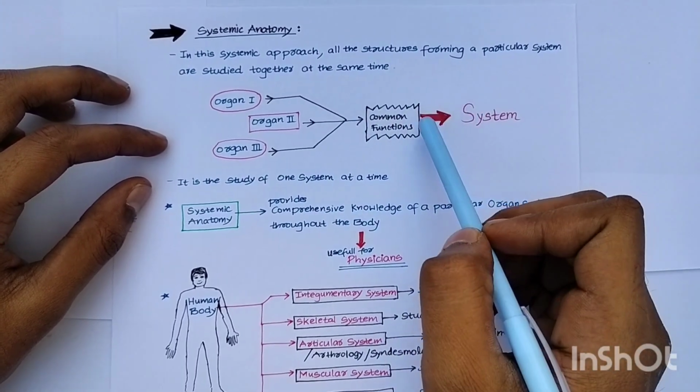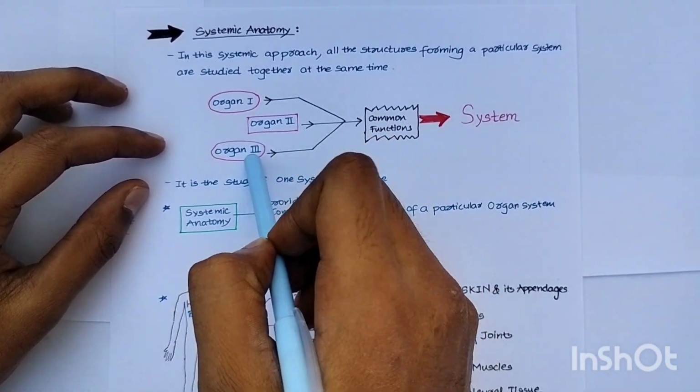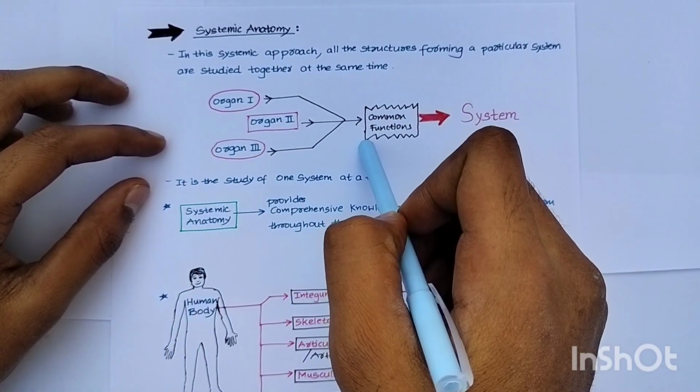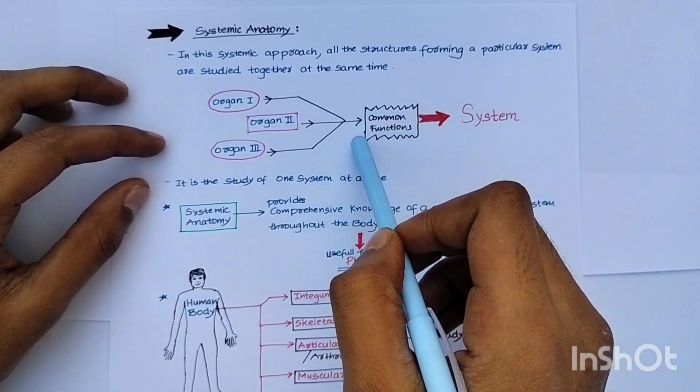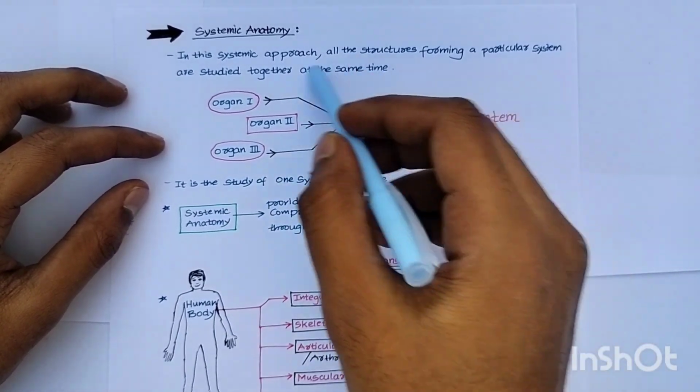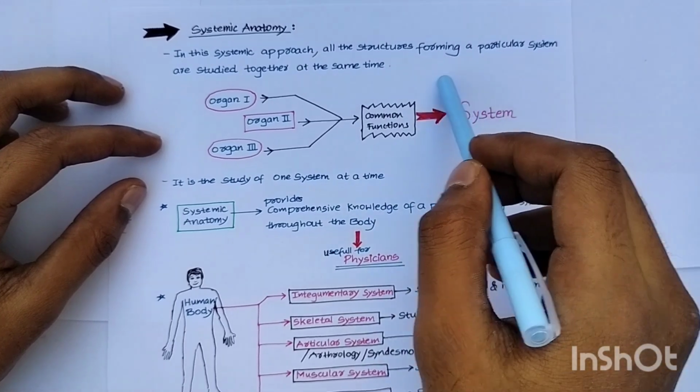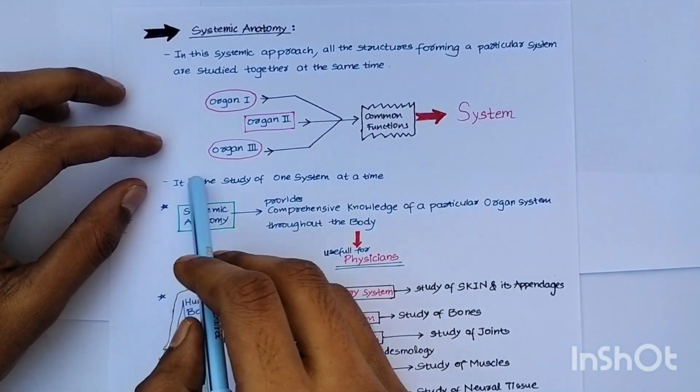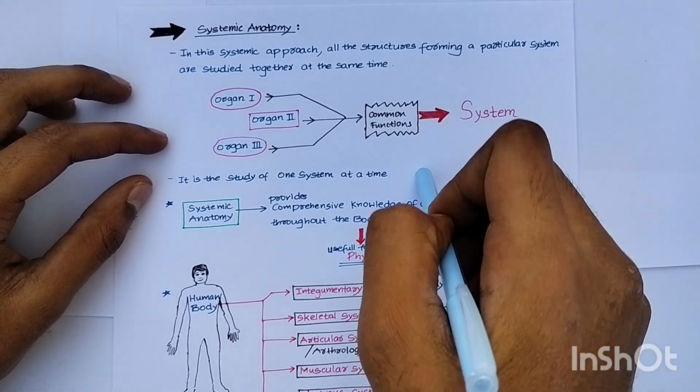For example, organ 1, organ 2, organ 3, many organs comprise a system, an organ system. The common functions of all these organs we study system-wise. So in systemic anatomy, we study one system at a time.